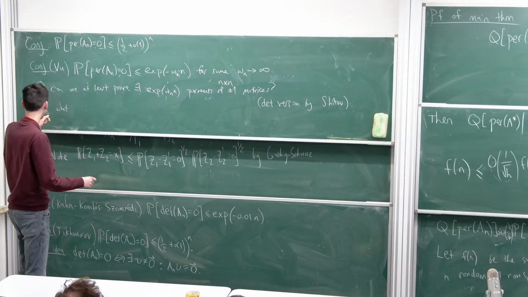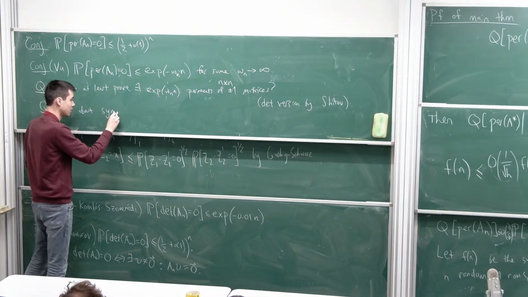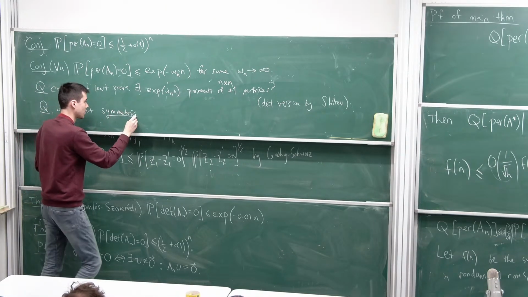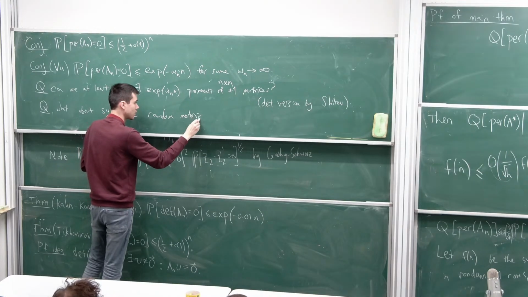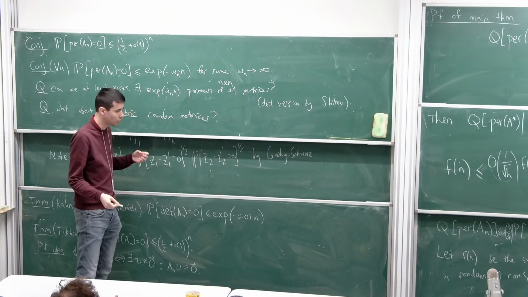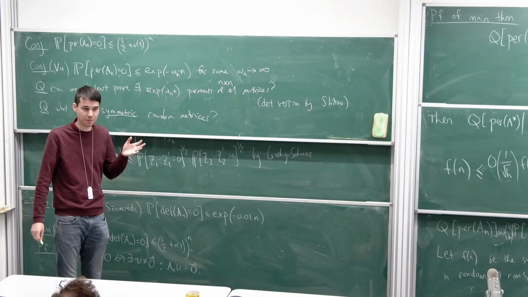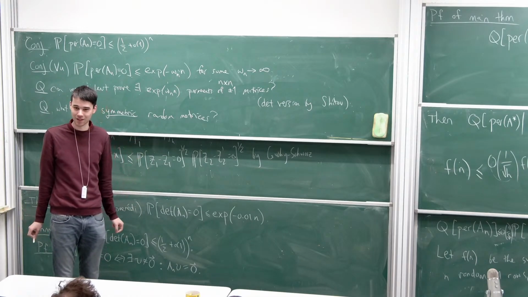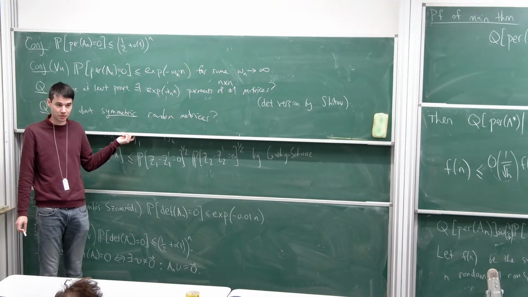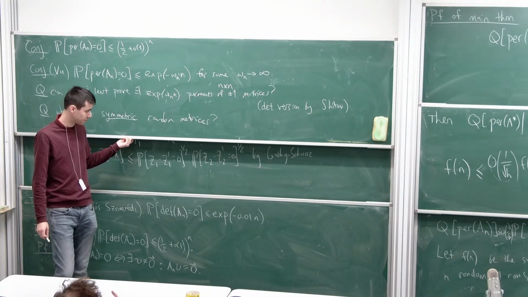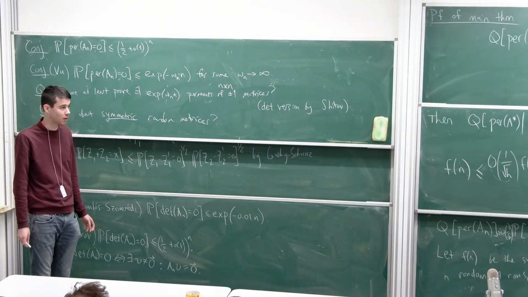Okay, and the other question is, what about symmetric random matrices? Because all the stuff that I told you at the start about the singularity problem, most of it has a counterpart in the symmetric world. It's generally much harder because the rows aren't independent in a symmetric random matrix. And I think it would be interesting to try and extend this stuff to the permanent.